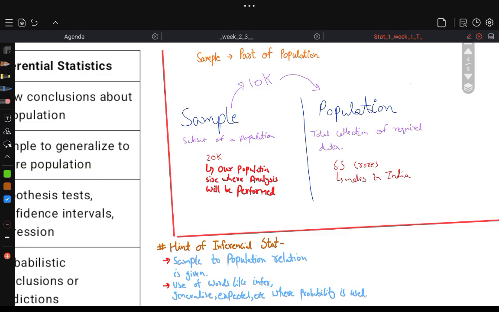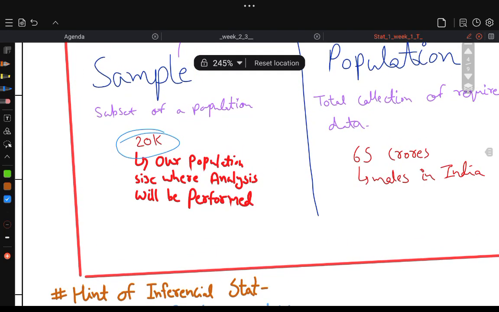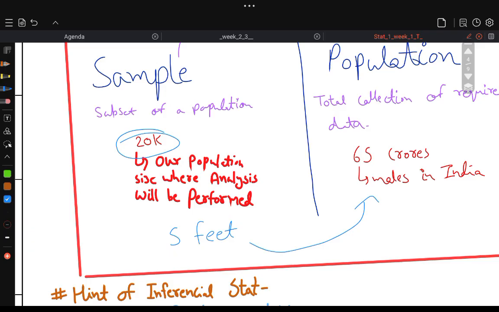So what he can do is go to every state and collect data from around 2 to 3 thousand people per state, and then take the average. He can draw from that average that around 20k people have a height of around 5 feet. So for the population of around 65 crore in India, there is a possibility of 90% that they also have an average height of 5 feet.